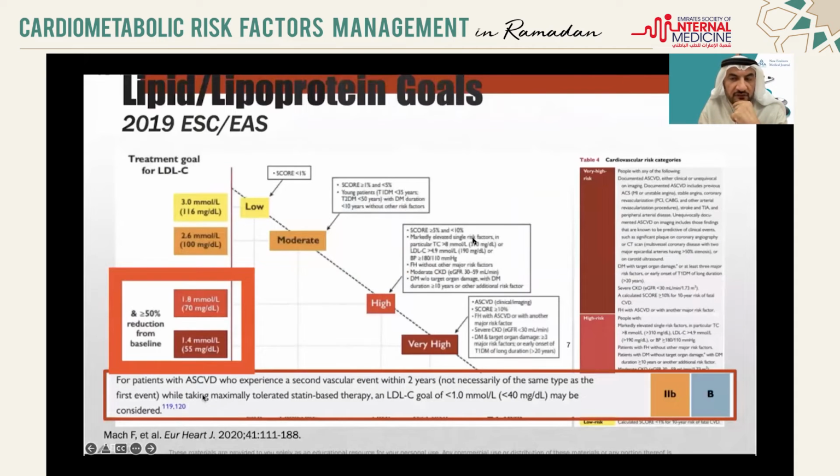This is a very important graph. If you are an endocrinologist, cardiologist, or physician learning about dyslipidemia, you should know it. Anytime we say somebody is very high risk, we need to look at whether the patient has established risk, events like a stroke or MI. Based on that, we say your level should be 55 or lower. If you have another event, somebody who had a heart attack and comes again, that means their LDL should be lower.